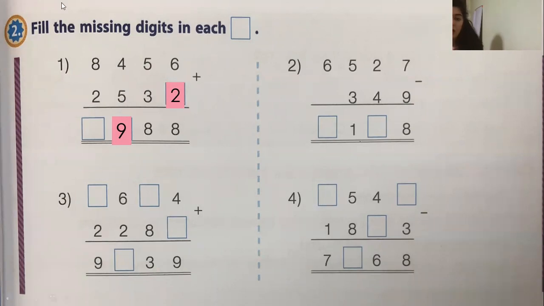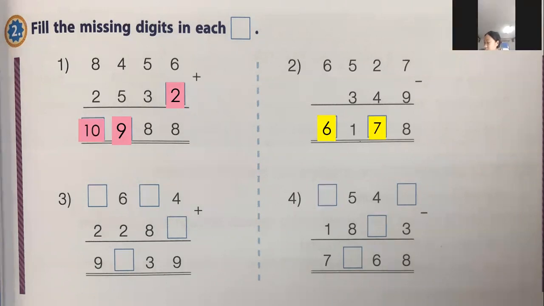Fill the missing number 2 and 1. We answered yesterday. Now we should answer number 3 and 4. Do you have the answer? Yes. Okay, so tell me the answer number 3, please. 7, 5, and 9.